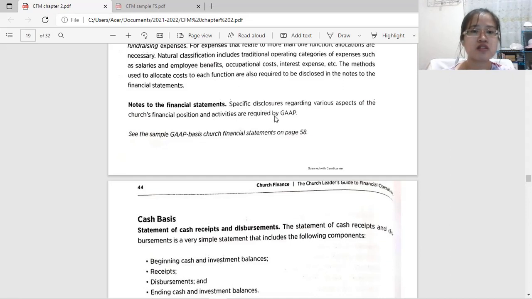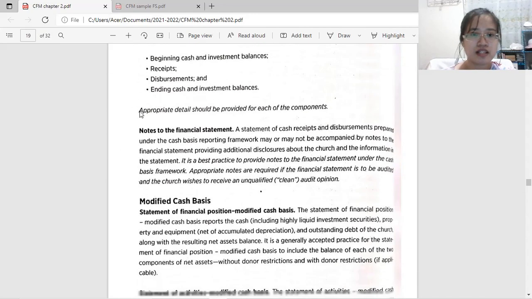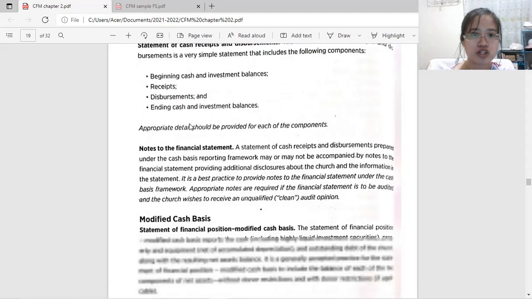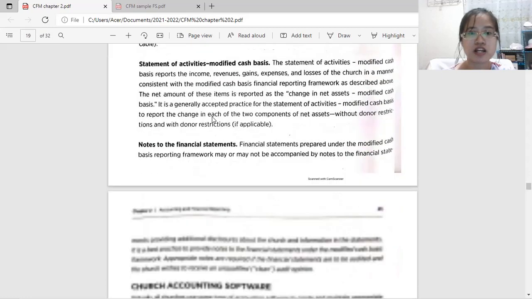Sometimes this would include the breakdown of the cash component, the receivables, and the PPE. They break down how much is in land, building, vehicles, office equipment, furniture and fixtures. So any breakdown would also be shown in the notes. And then further explanation on how to prepare if they are under cash basis or modified cash basis.